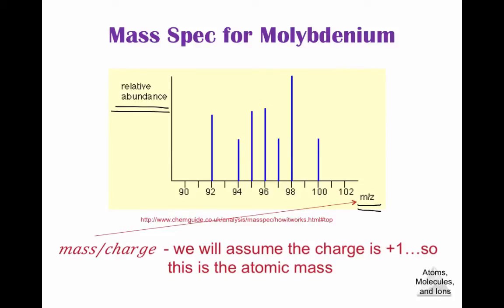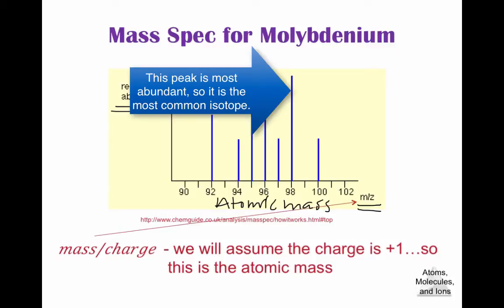Now, this is where it gets very complicated, but the mass ratio is just mass over charge. Since we're going to assume that only one electron is knocked off, it is the same as atomic mass. So instead of this m to z, you can just write atomic mass on the x-axis. So it's abundance versus atomic mass.